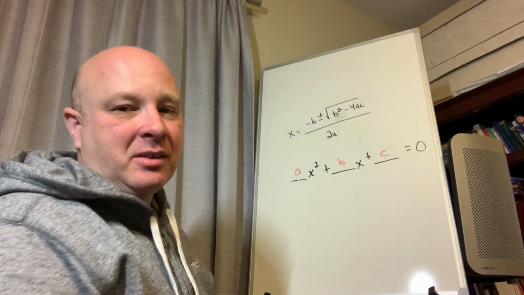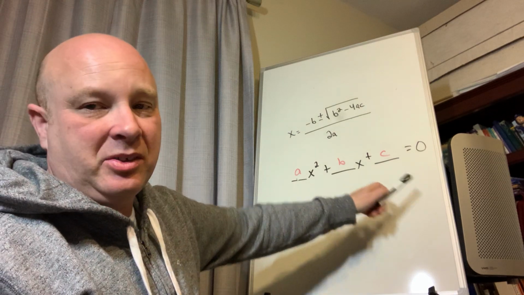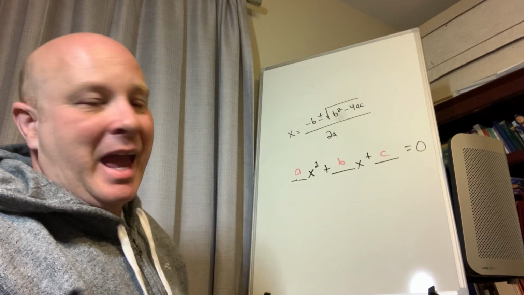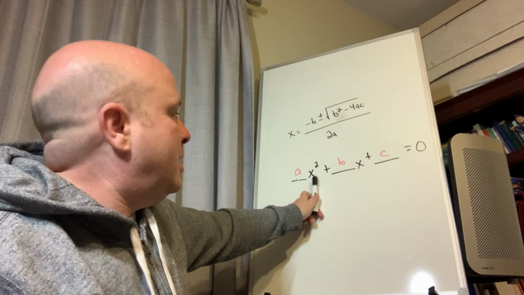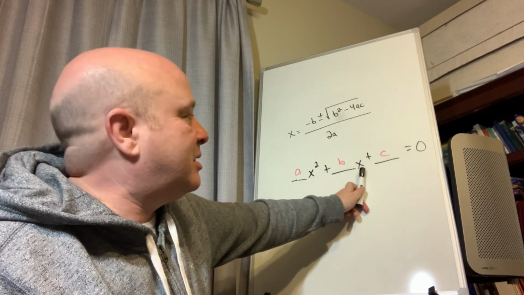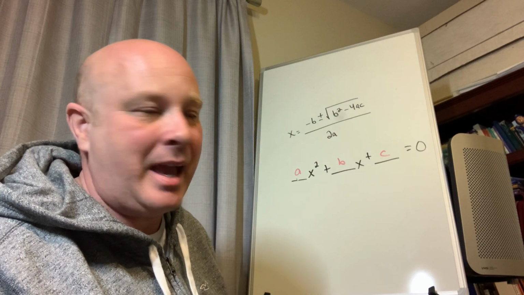Okay, paying attention to my standard form, ax squared plus bx plus c equals 0. Notice that my a is whatever number is attached to x squared, my b is whatever number is attached to x, and my c is whatever number doesn't have an x at all. It's just hanging out there.